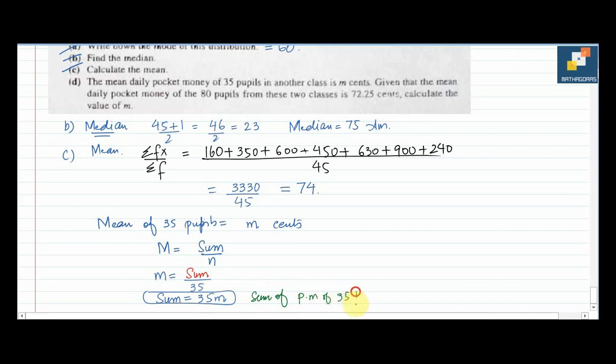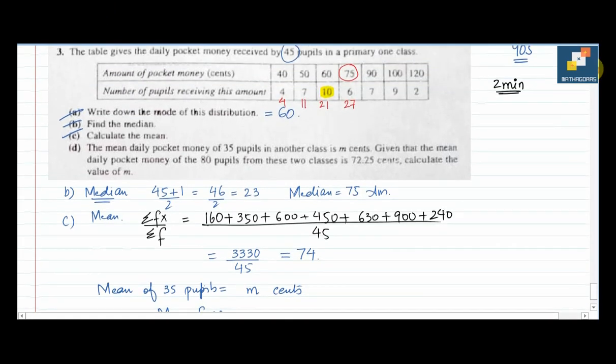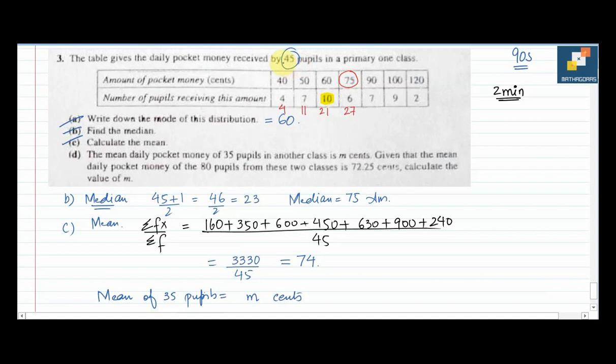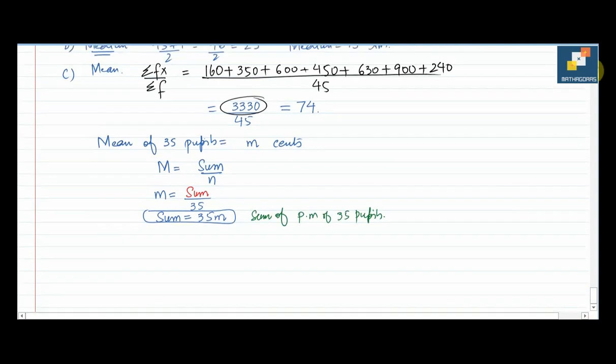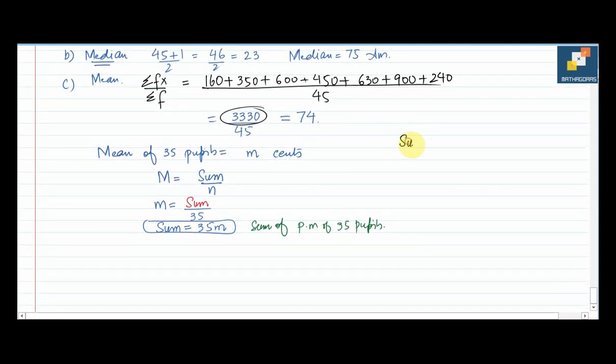That is represented by 35m. Similarly, if we need to find out the sum of 45 people, we had the sum of 45 people, and that is 3330, which we had just found out in part C. So I'm saying that the sum of 45 people's pocket money is 3330. All right, that is the second part.